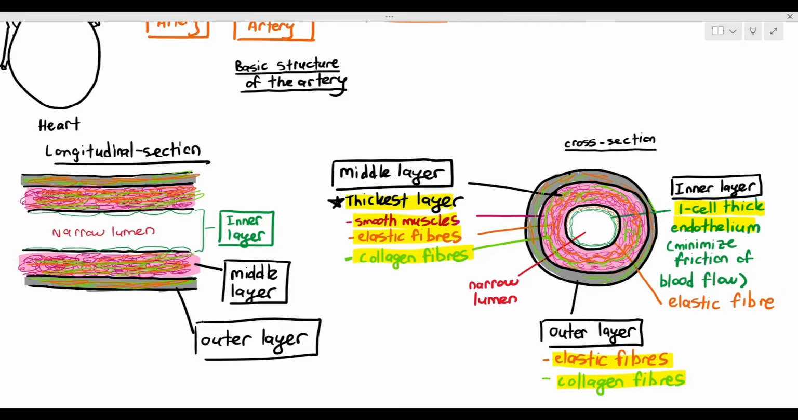So the transverse section and the longitudinal section give you an appreciation as to the difference of layers within the artery. It bears repeating that the lumen of the artery is relatively narrow. The reason why it has to be narrow is because it wants to maintain a quite high blood pressure so that the blood can move quickly within the artery. But because the blood is moving very quickly in the artery, the friction is extremely high. So to minimize the friction, that is why it has the one cell thick endothelium.